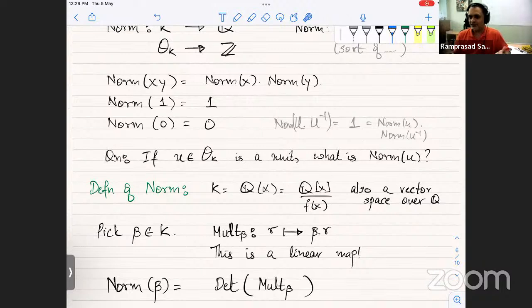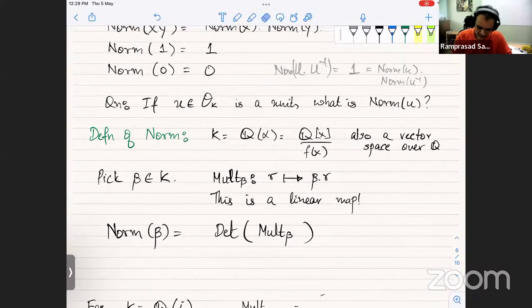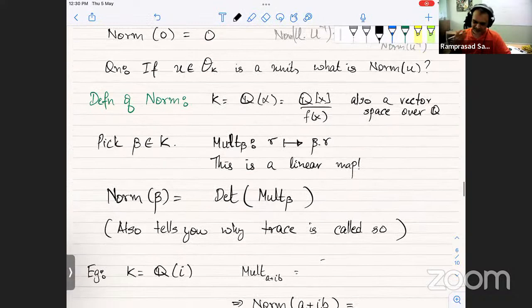So I'm saying it's a spoiler because now you know why a trace is called a trace. Because what you're actually doing is looking at the trace of this matrix representation. Okay, so this is a slightly weird concept. In fact, norm can be defined in many other ways, but this also tells you why trace is called so. Okay, so let's just look at a couple of examples.